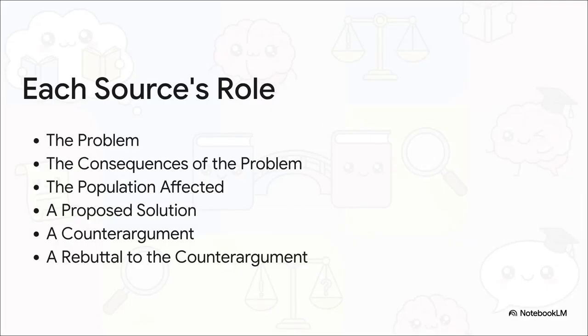And that brings us to step 3, giving each source a role. Seriously, every single source in your paper needs a specific job. Is its job to define the problem? Is it there to prove the consequences? Or maybe you're using it to bring up a counterargument that you're about to tear down. You need to be super clear about each source's purpose.